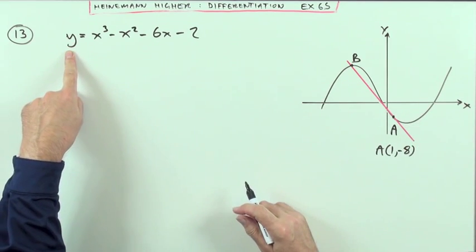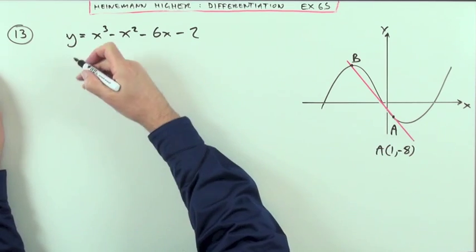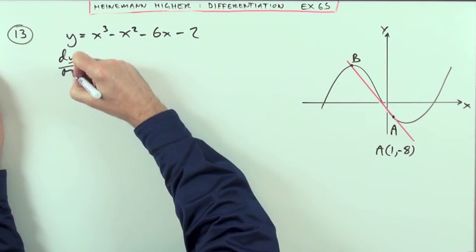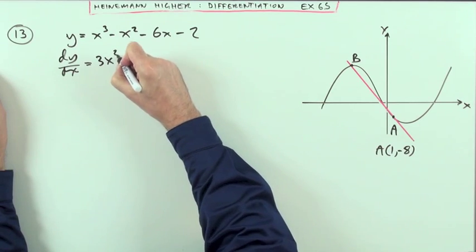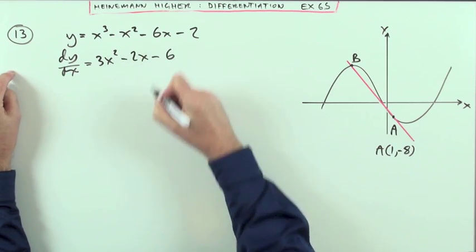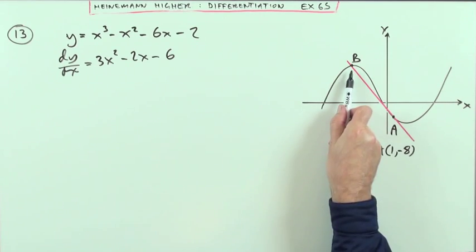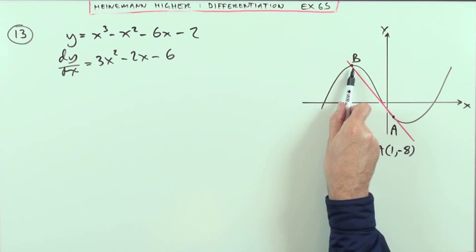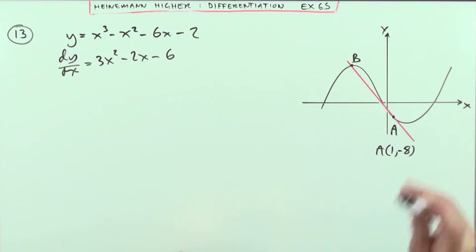Well, here's the coordinate equation. They've already worked out the y coordinate, so I don't need it immediately. However, I'll need it to differentiate to get the gradient equation. So that'll be 3x squared minus 2x minus 6. Then, I'm not finding stationary points. Don't assume that this point B, just because it looks close to the top, is a stationary point. I merely need this to find the gradient at A.